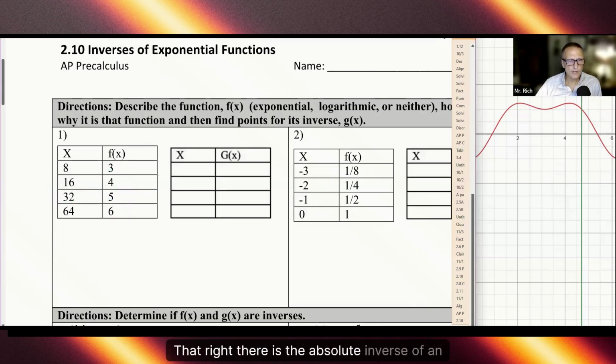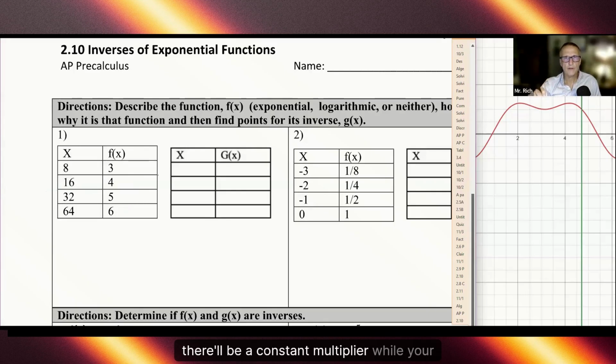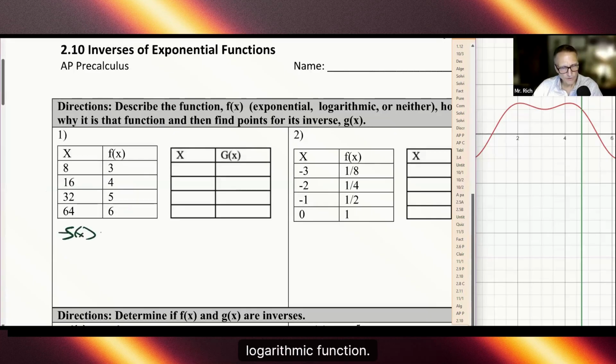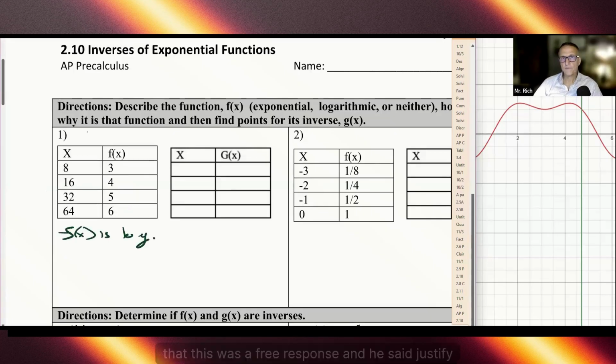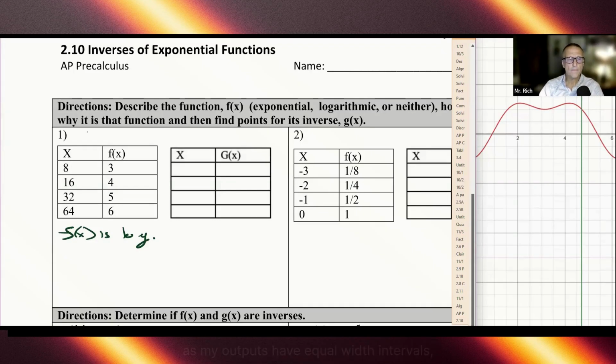That right there is the absolute inverse of an exponential. Usually if it's an exponential, your outputs will be proportional. There'll be a constant multiplier while your inputs have equal width intervals. Not here, it's the opposite way around. This right here is a logarithmic. f of x is a logarithmic function. And if this was a free response and they said justify that that's logarithmic, I would say, I'm not going to write it out here, but I'll speak it: as my outputs have equal width intervals, my inputs are proportional. And that is my reason as to why that's logarithmic.